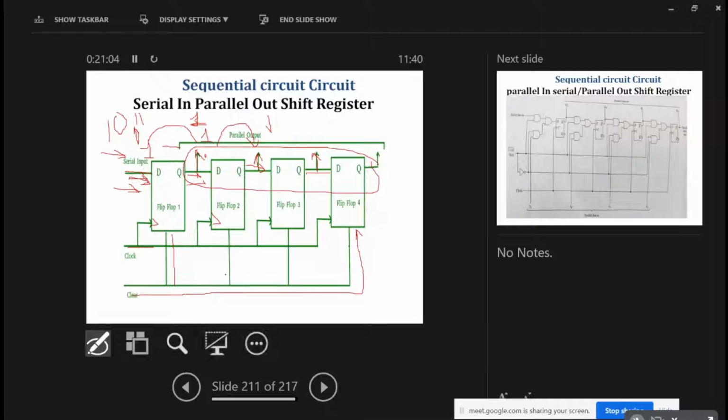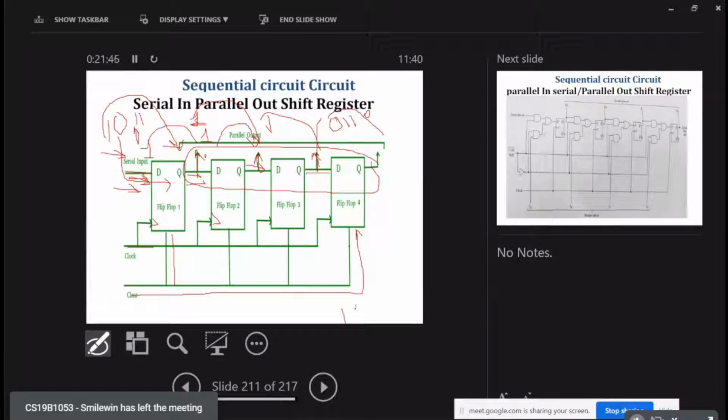In the third clock pulse, this 0 will be shifted here, this 1 will be shifted here, and this 1 will be shifted here. So the flip flop state will be 0 1 1, and the remaining one is 0 from the previous state. In the fourth clock, this 1 will be shifted here, this will be shifted here, and whatever was here from the previous operation will get shifted here. So after the fourth clock pulse, what will be the state of the flip flops? It will be 1 0 1 1.